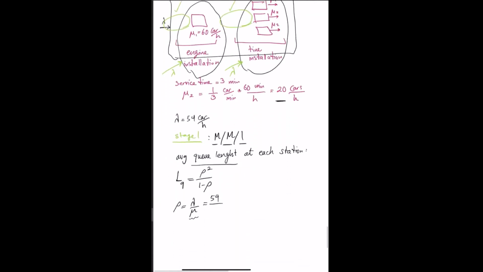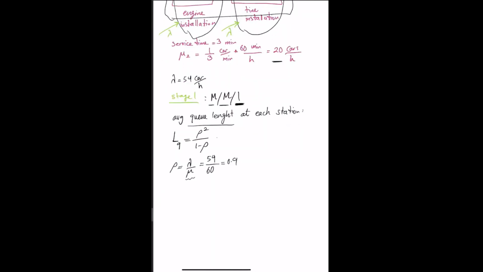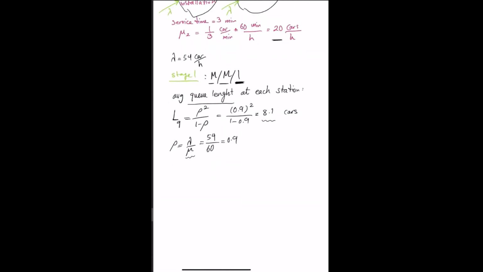So the service rate in stage 1, the first stage, is 60, because there is 1 worker installing the engines. That's why we have an MM1 here. And this worker can provide service to 60 cars per hour. So the service rate at the first stage is 60. Then if I put in 0.9 here, rho squared over 1 minus 0.9, that's going to be 8.1. What is the unit here? Cars. So that's the average queue length at station 1.